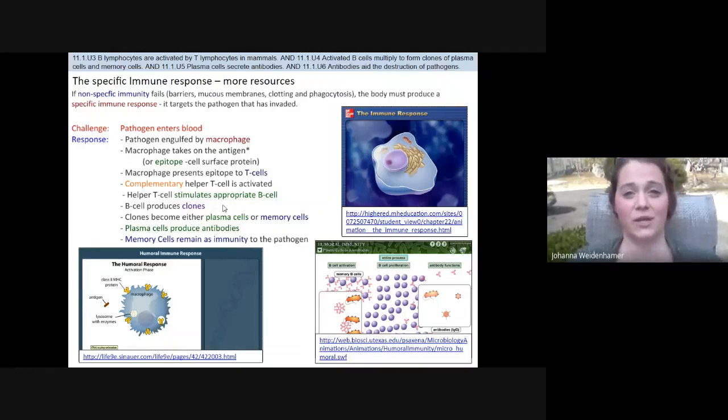B cells are going to then be told that they need to start producing, and they're going to start producing clones. They're going to make replicates of themselves, because they're the ones who are going to make the antibodies, and we want a lot of them. So the clones are then either going to become plasma cells or memory cells. Now, these are very interesting types of cells. The first one that could be produced by the B cells are plasma cells, and the plasma cells are the ones who are going to be producing antibodies, whereas the memory cells are going to remain as immunity to the pathogen.